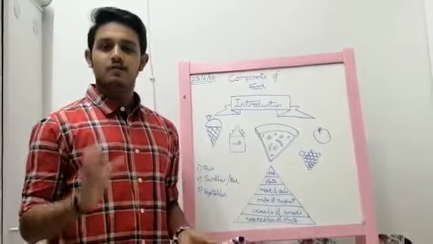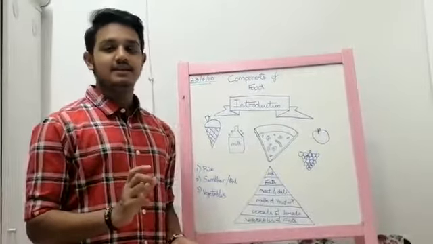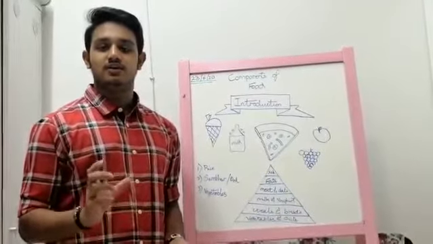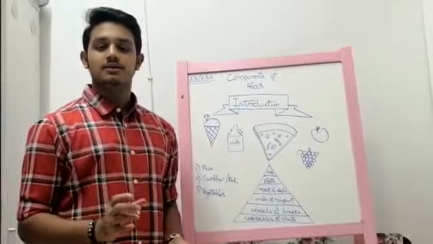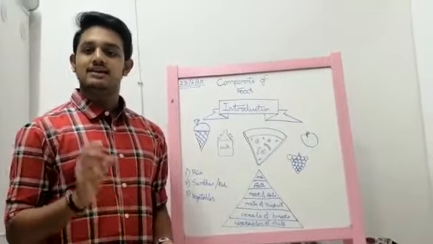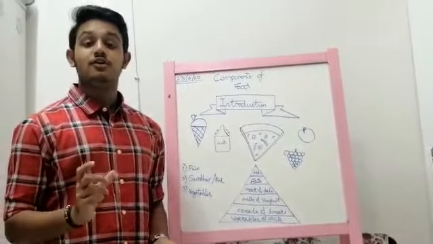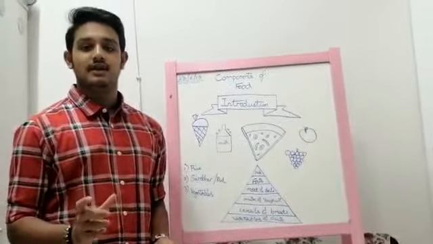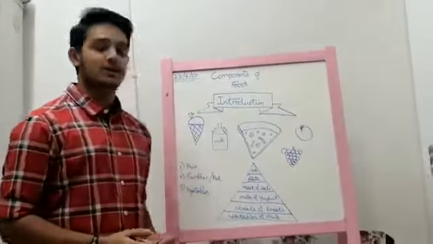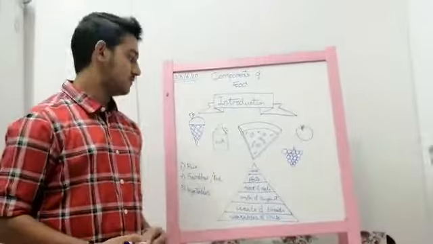But anyway, if we look at it closely, we see each of these foods are different types of foods, which are made of different components. Each of these components has different roles to play in our bodies, and that is exactly what we are going to learn in this chapter.